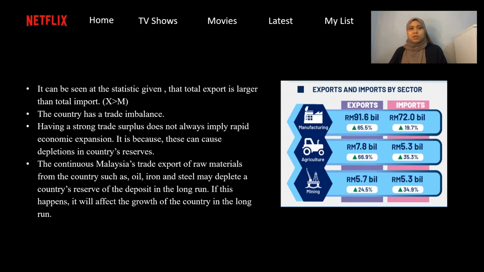Having a strong trade surplus does not always imply rapid economic expansion. It is because this can cause depletion in the country's reserves. The continuous export of raw materials from Malaysia such as oil, iron and steel may deplete a country's reserve of deposits in the long run. If this happens, it will affect the growth of the country in the long run.